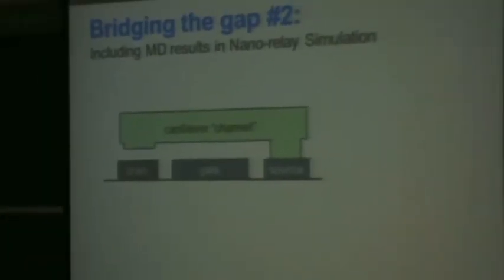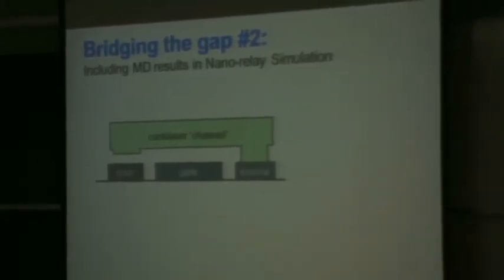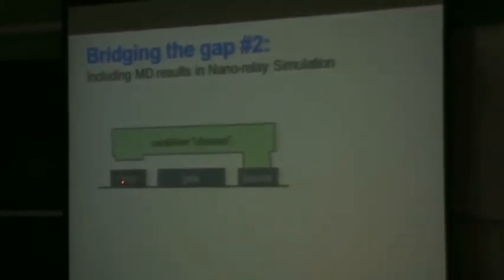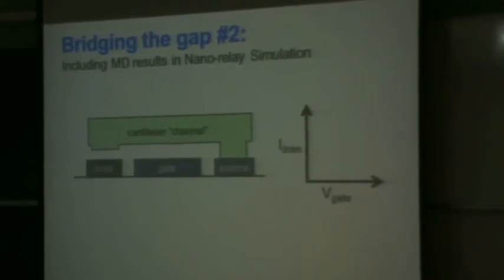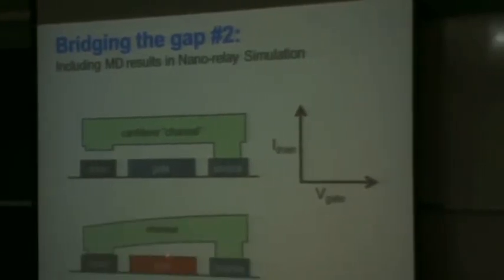So this is a nanorelay device. I think most of you may have seen this. You have a bunch of contacts on the surface of the wafer. You have this semiconductor cantilever channel that's suspended above it. Of course, in this configuration, you're not going to get any current out of the device. But if you apply gate bias, you can actually pull that cantilever down.